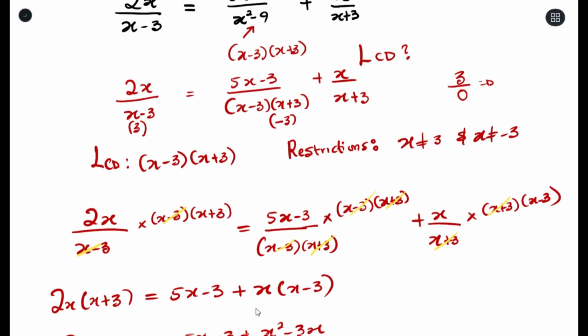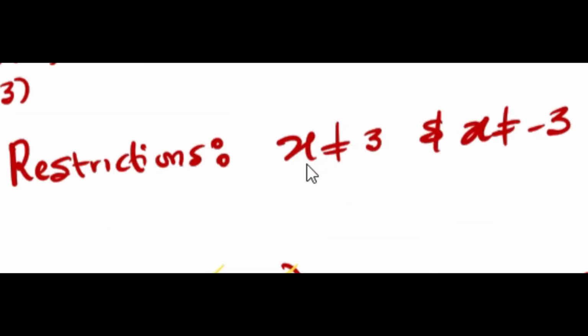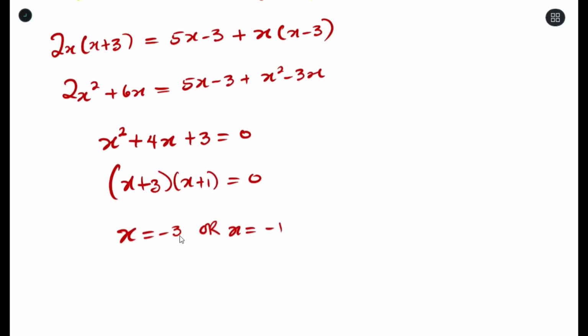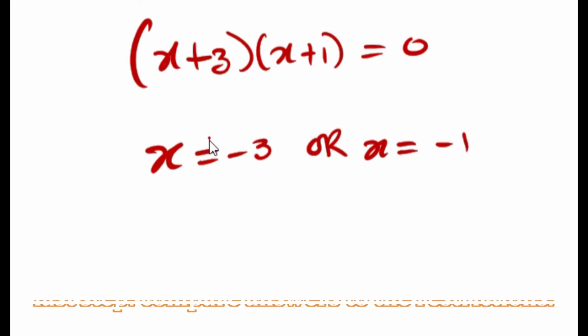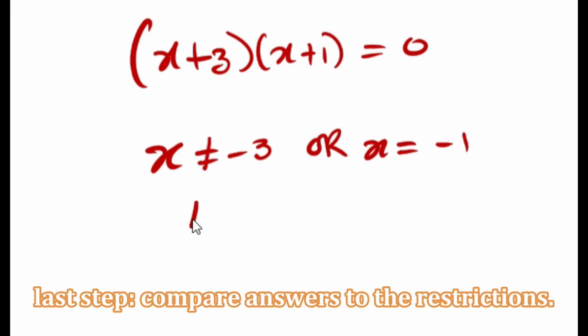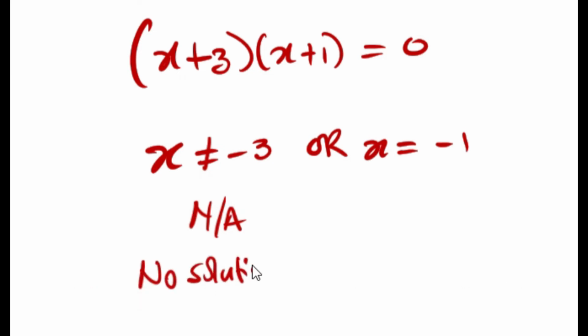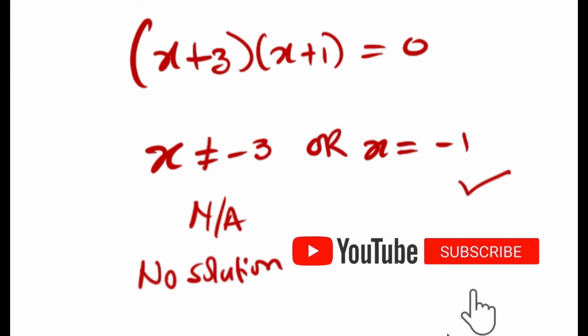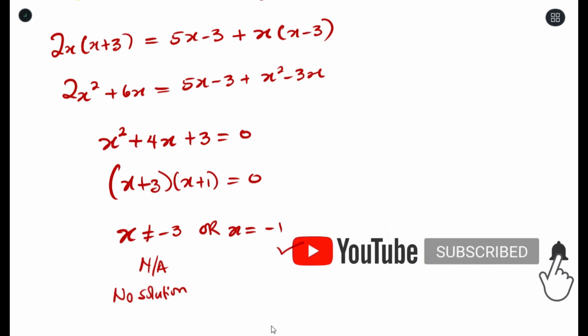Now, at the beginning of this question, we said that there is a restriction. The restrictions is that x cannot be equal to 3 and x cannot be equal to negative 3. So for that reason, we understand here x is not equal to negative 3. So we can say that is not applicable or no solution. And the only answer that we have is x is equal to negative 1. And that's it.